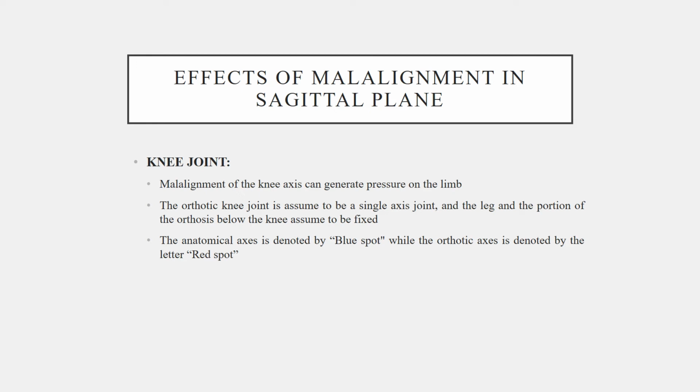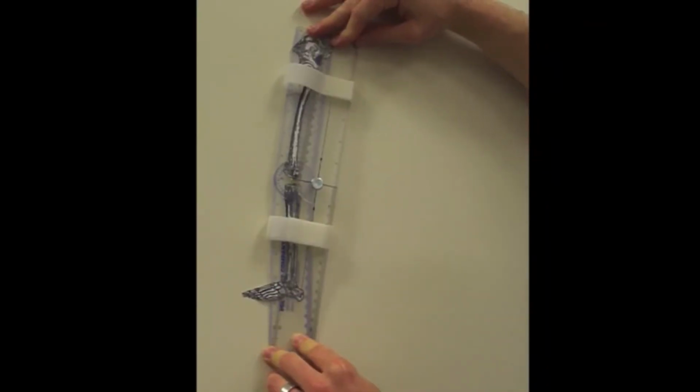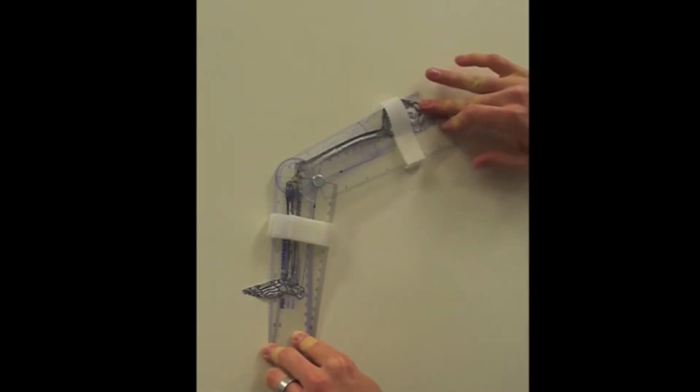The anatomical axis is denoted by a blue spot, while the orthotic axis is denoted by the red spot. When the mechanical axis is situated posterior to the anatomical axis, the thigh strap moves proximal and anterior during flexion and distal and posterior during extension. When the knee is flexed, the leg experiences pressure at the posterior calf and the posterior thigh. Here is a demonstration of the previous information.